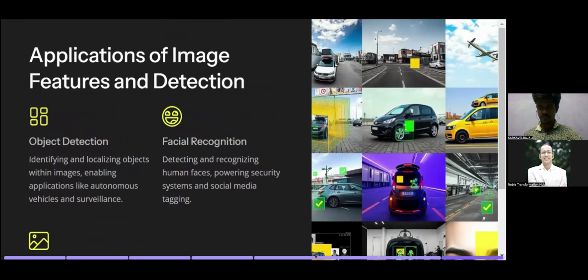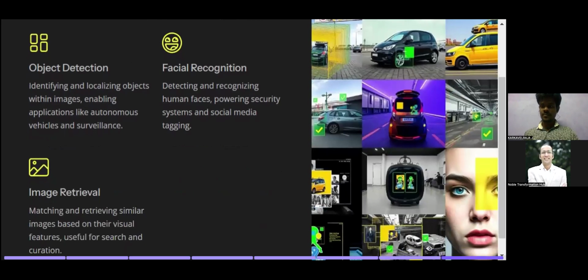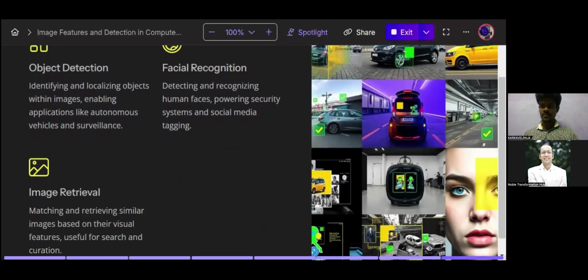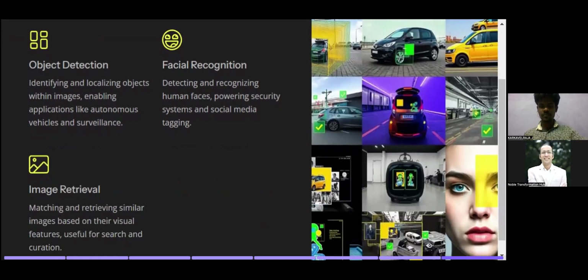Object detection: identifying and localizing objects within an image, enabling applications like autonomous vehicles and surveillance. Then facial recognition: detecting and recognizing human faces, empowering security systems and social media tagging. Again, image retrieval: retrieving similar images based on visual features, useful for search and curation. You can see we have a lot of database for Aadhaar.